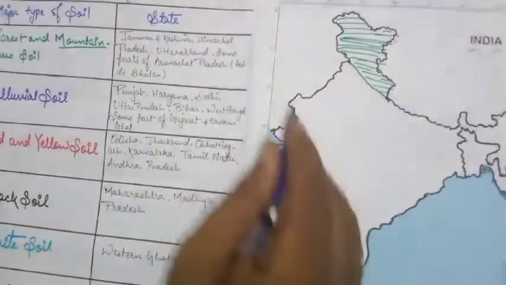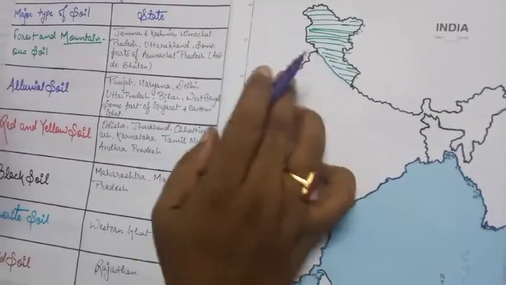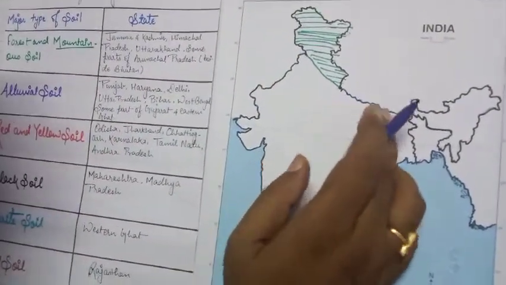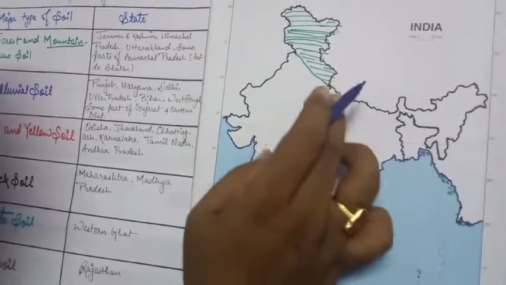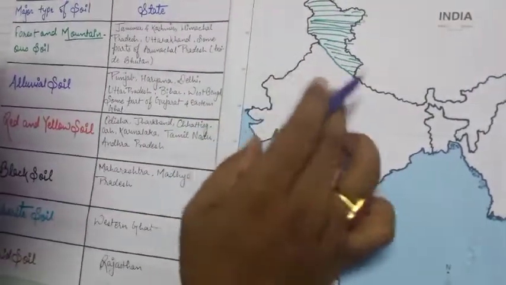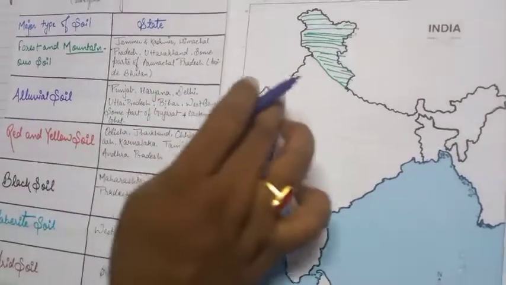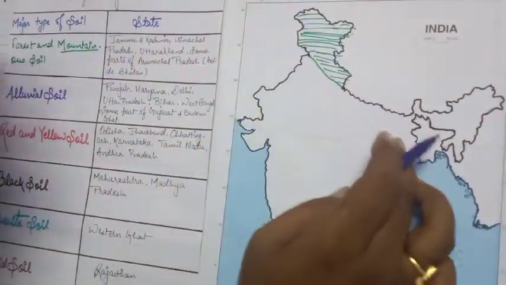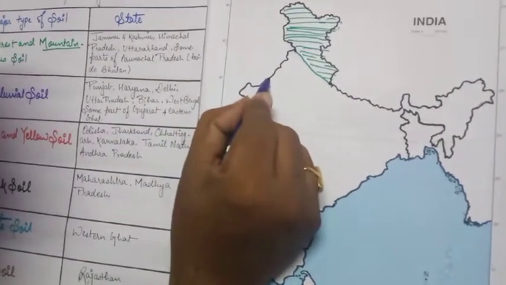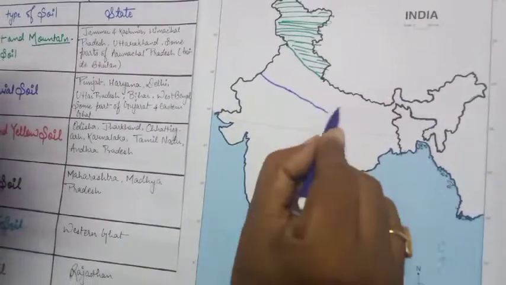Clear? So this is the Punjab, this one part is Haryana. Okay, Punjab, Haryana, next is the Uttar Pradesh, next is the Bihar. So Uttar Pradesh, Bihar and Punjab, Haryana, these are made up of alluvial soil because it comes under the northern plains. It is known as northern plains.